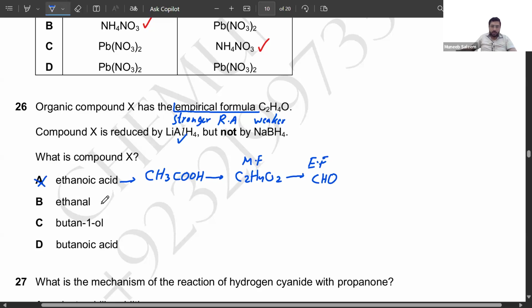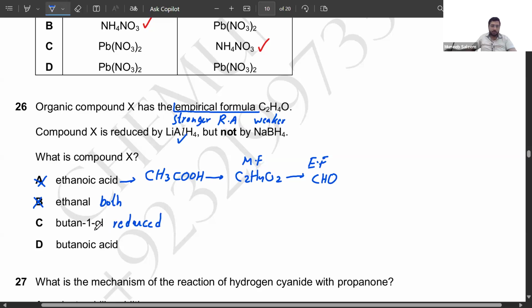Ethanal, on the other hand, is an aldehyde. It is not one which can only be reduced by LiAlH4. An aldehyde can be reduced by both NaBH4 and LiAlH4, so B is not the option, since it can be reduced by both. Butanol is already the reduced form. It does not require any further reduction.